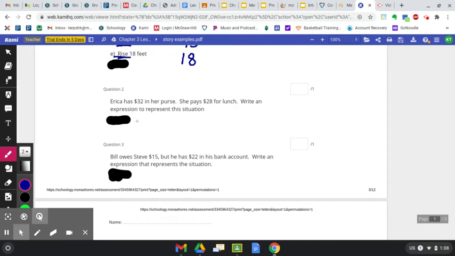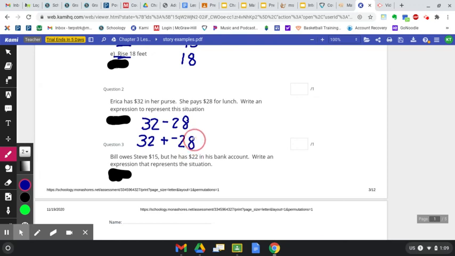All right, so for number 2, we start with $32 in the purse, and she pays $28 for lunch. So I could say that that is minus $28 from that 32, or I could say that I start with $32 and I'm adding to that a negative 28, right? It's a charge of $28, so I represent that with negative. So either of those would model that situation.